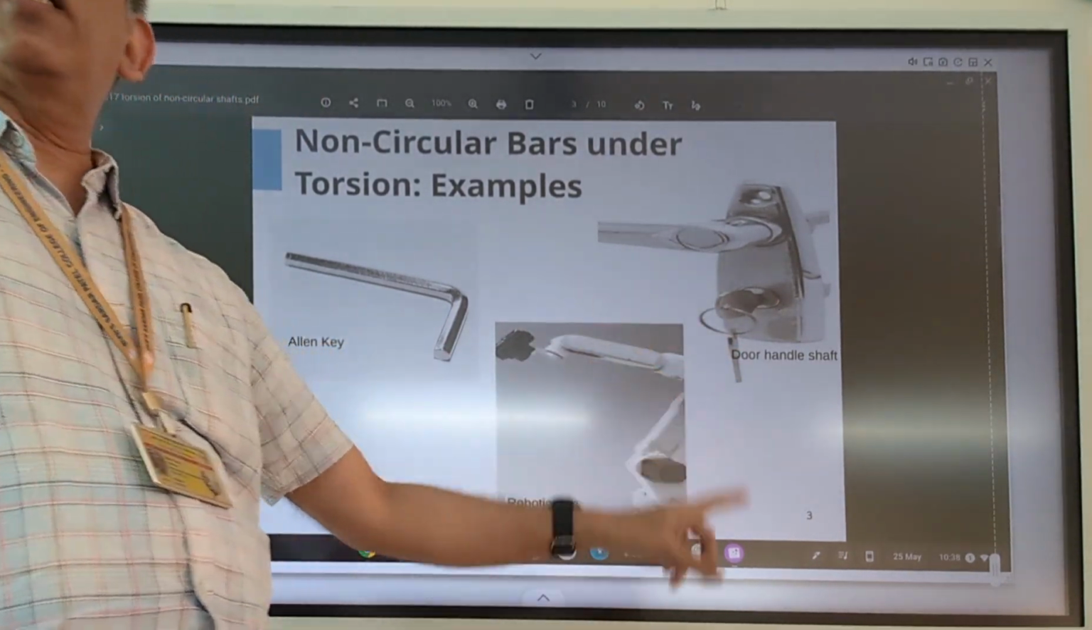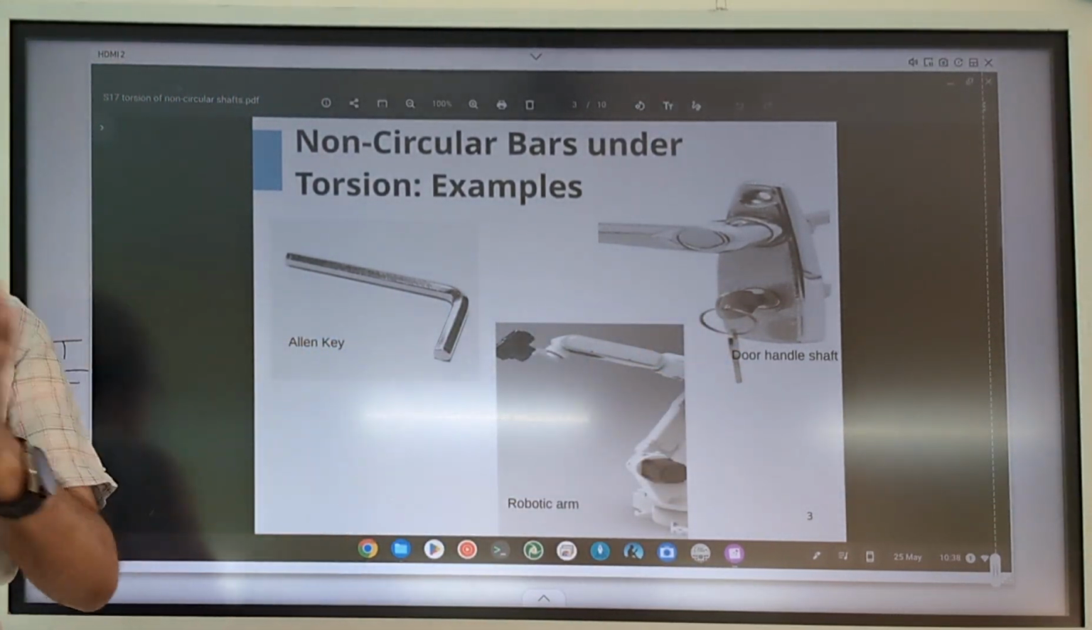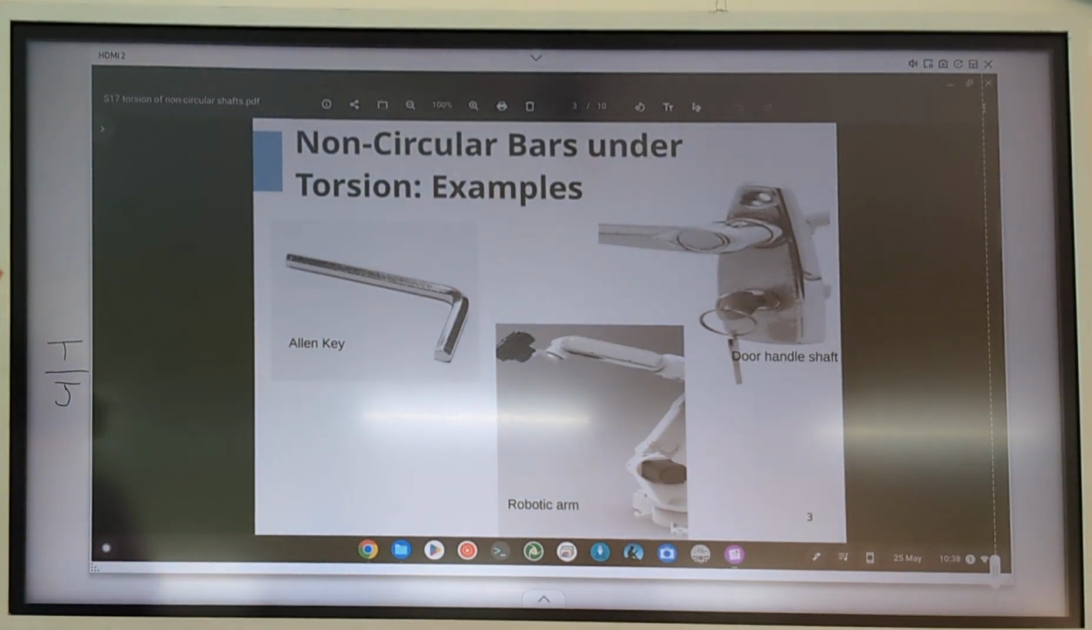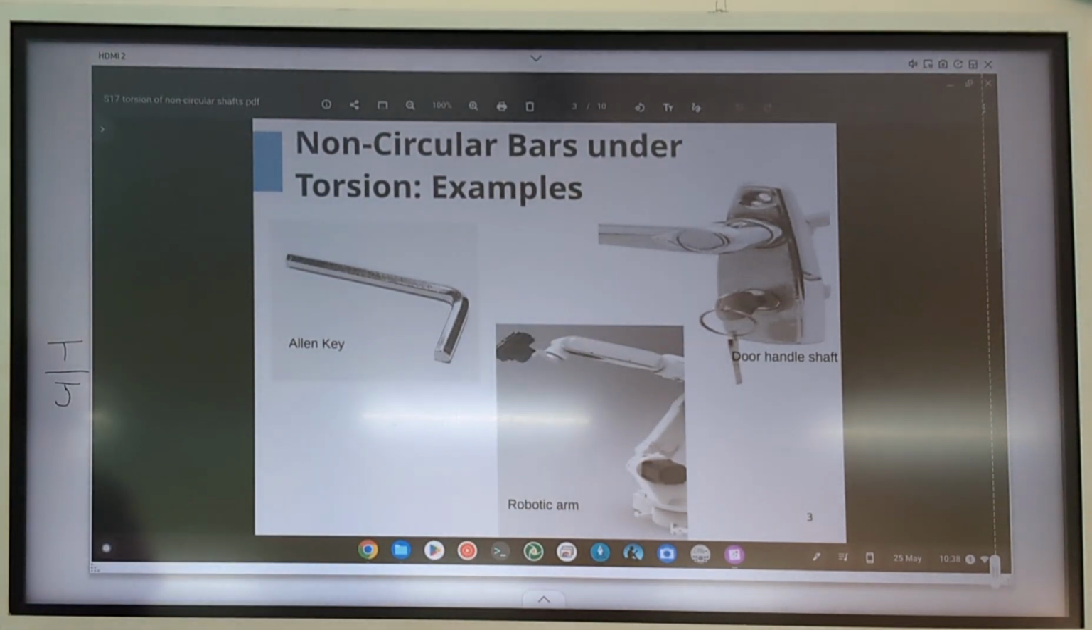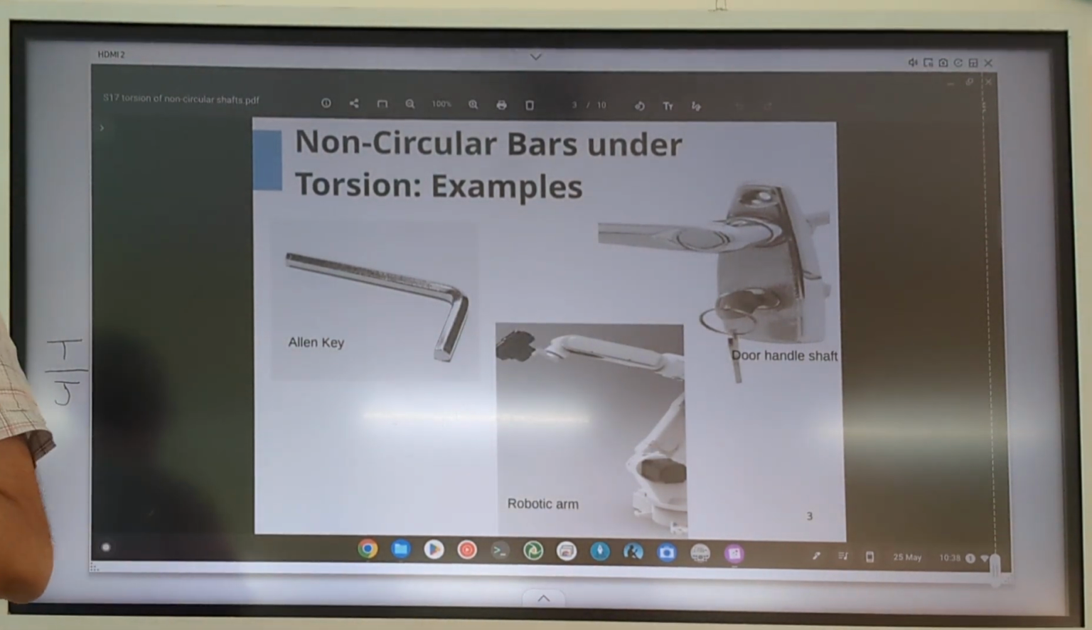And robotic arms, they also could be circular cross section, but there could be any other cross section depending on what weight optimization purpose you require. You may not require circular, you may require some other cross section. So that is 3 examples I have given. Drill bit, he has already given, the 4th example. Anything that comes to your mind which utilizes non-circular cross section for the transmission of torque?